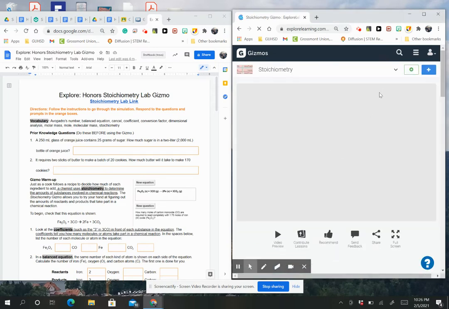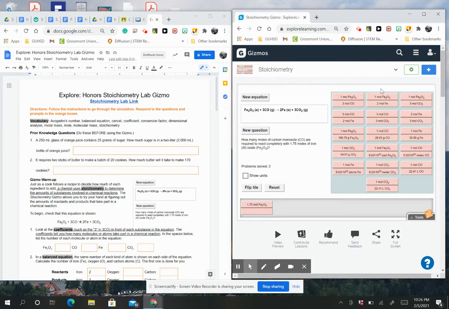Make sure that you are logged into the system so that you don't get logged out after 5 minutes through Gizmo. So the first thing that you're going to do is answer the pre-lab questions. The pre-lab questions are really to get you in the thought process of what's going on in stoichiometry. So the examples that are used here are basically with recipes.